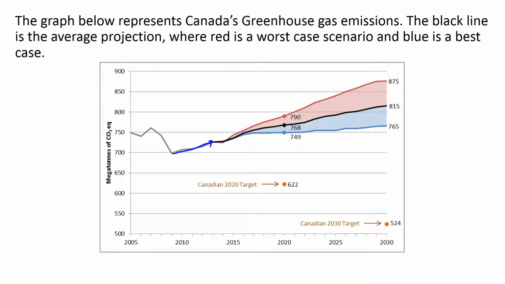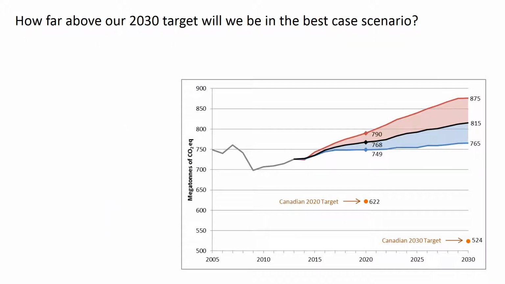And then also on this graph are our targets that we made at different environmental summits, like the Copenhagen Summit or G7 summits, things like that. So using this graph, we can ask how far above our 2030 target will we be in even the best case scenario? So again, we have to keep in mind how we read this graph.